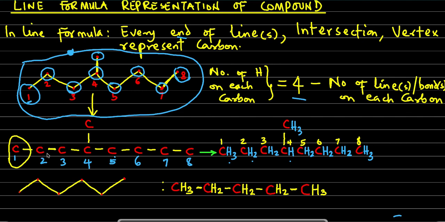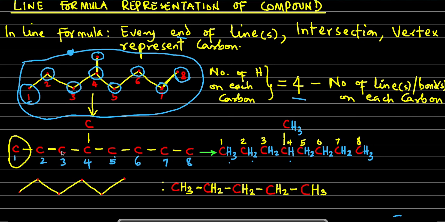So carbon 2 has 2 lines making contact with it. In order for us to know the number of hydrogens that will be present on carbon 2, we're going to subtract the number of lines on carbon 2 from 4. So 4 minus 2 would give us 2. So that is why we have CH2 on carbon 2.